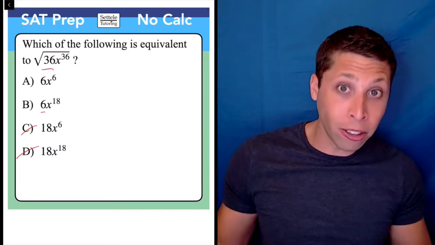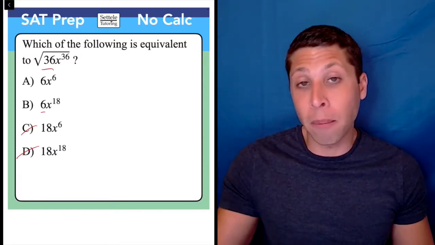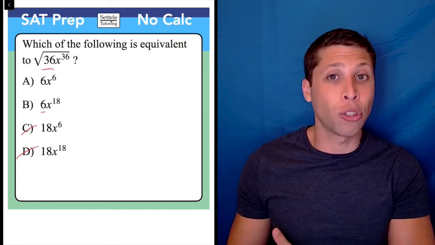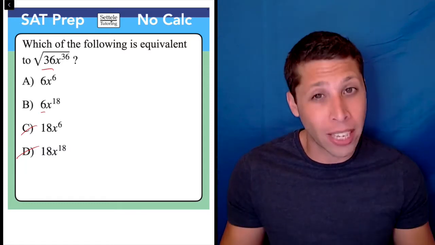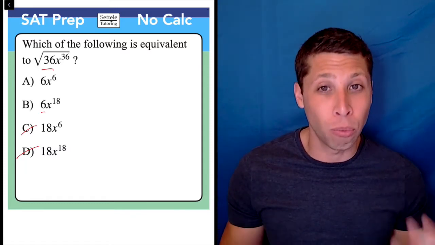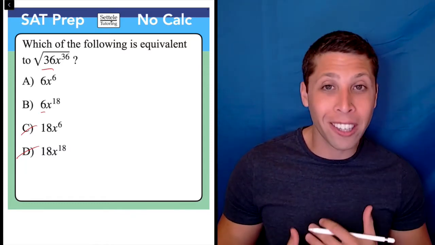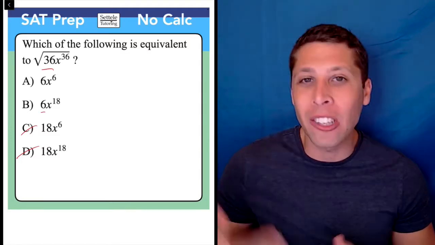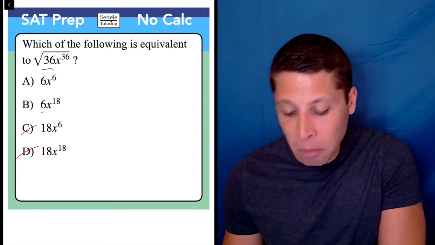Now, if we did have a calculator for this question, we could plug in a number and test these things out if we weren't sure, but unfortunately here we don't have a calculator, so we're going to need to memorize the rule. And the way that this works is actually counterintuitive to what we just did for the number. The answer is going to be B.